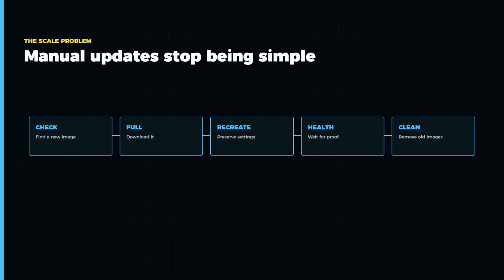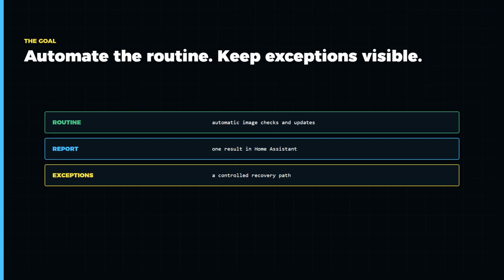One container on one host is easy. Dozens of containers across several hosts turn image checks, recreates, health checks, and cleanup into a job that never really ends. I wanted the routine updates to happen automatically, but I still wanted one report, visible exceptions, and a safe way to handle services that do not update cleanly. That is where Tugtainer fits.